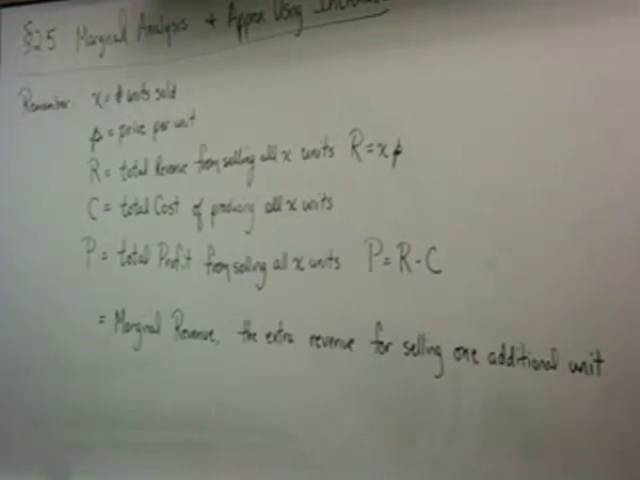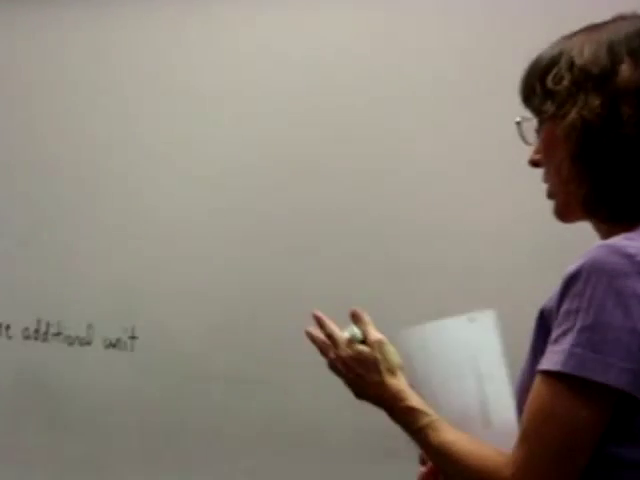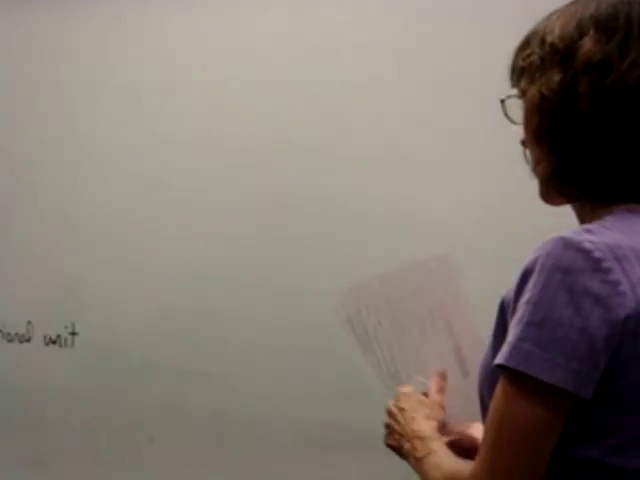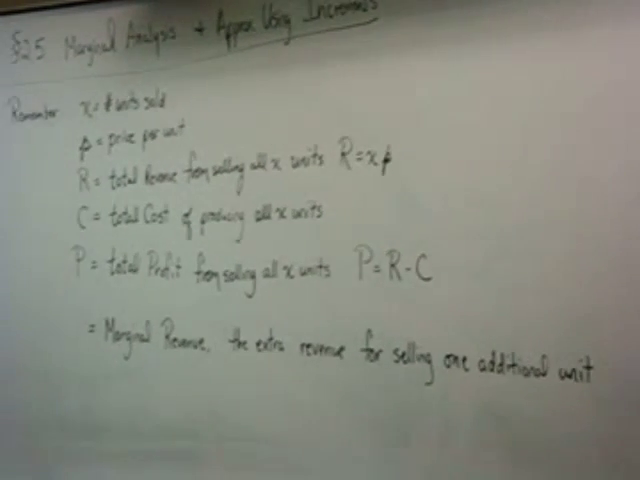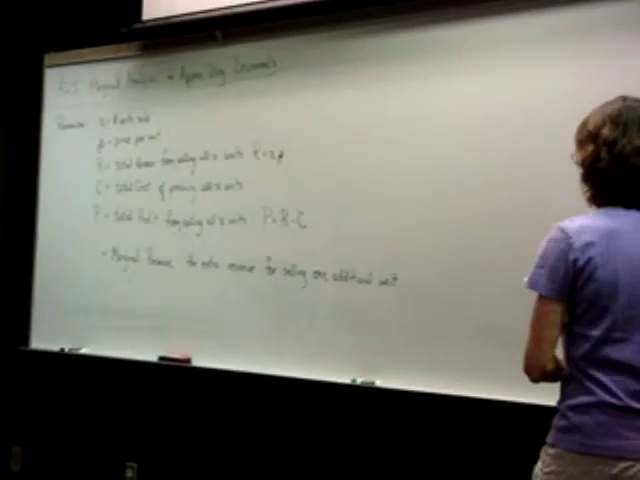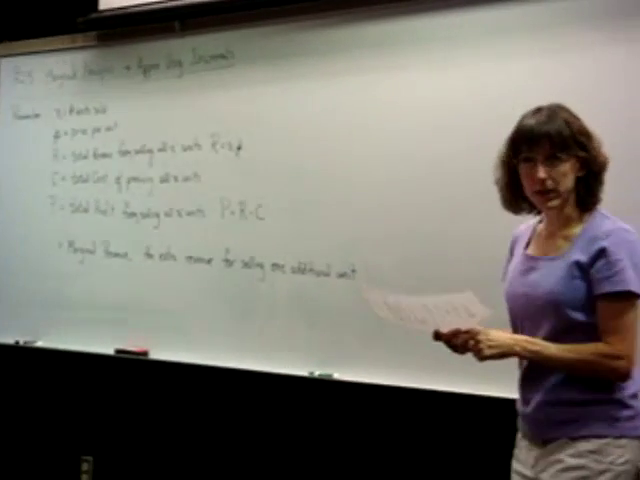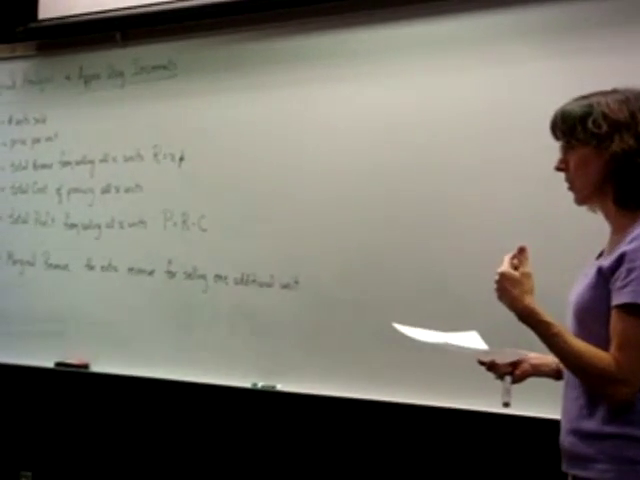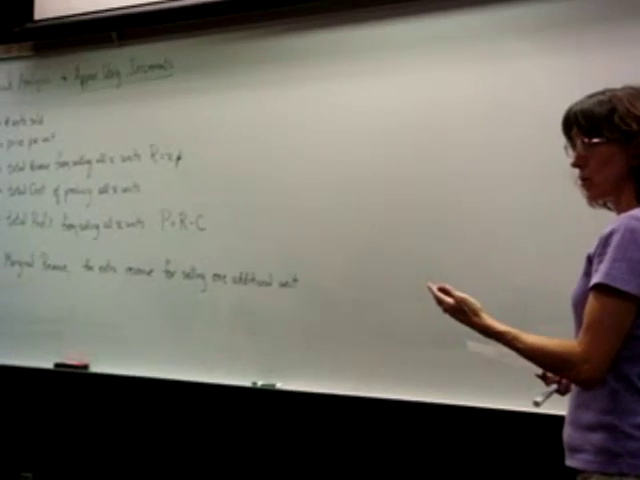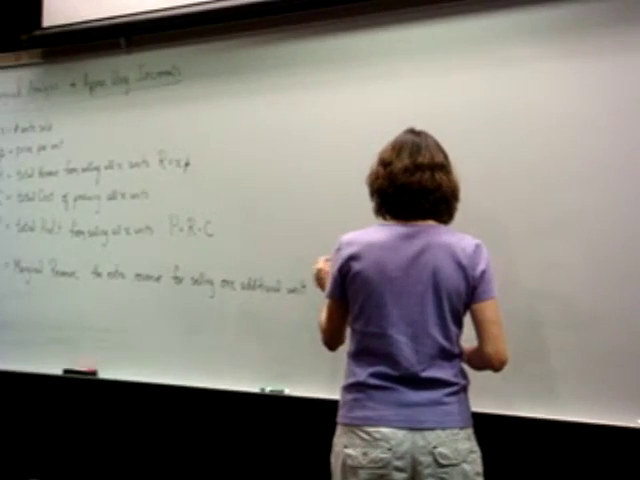The first one is marginal revenue. Let's think about some math way that we can make this work out. We could say the extra revenue for selling one additional unit. It would be really nice if this was somehow related to the derivative, right? And it isn't, and here's why.